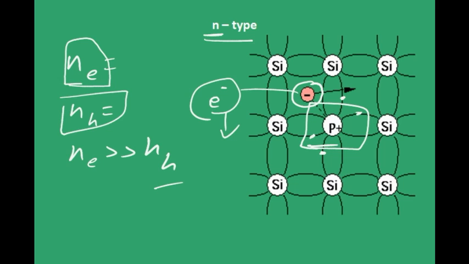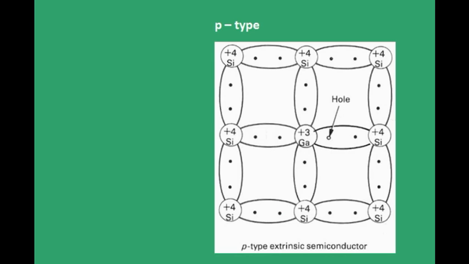And similarly we have another type of extrinsic semiconductor. It is p type. When we dope the crystal with a trivalent impurity, this atom has 3 electrons in its outermost orbit, right? So using those 3 electrons, it forms bonds with 3 of the surrounding silicon atoms. But with the 4th silicon atom, it doesn't have any electron to bond.